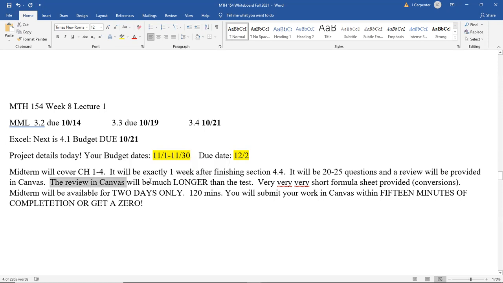The review in Canvas will be much longer than the test. So while the test is either going to be 20 or 25 questions, the review is going to be about 60 questions. This is a quantitative reasoning course. I can't just give you a 20 question review and then copy paste that and call that the midterm. That's not how quantitative reasoning works. We have to learn to think. We have to learn to be analytical. We have to learn to deal with different situations.